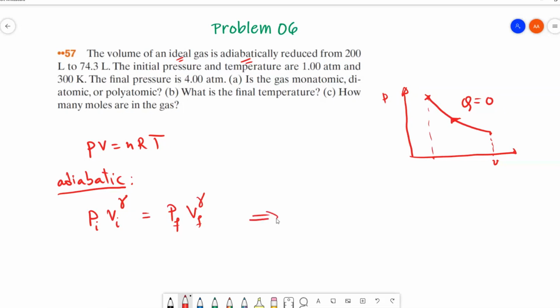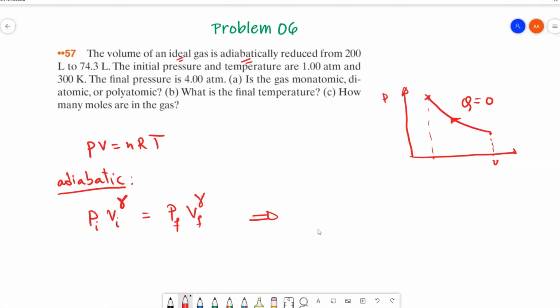So they want from me the final pressure. Sorry, they gave me the final pressure. They gave me the initial and final pressure and volume. What they did not give me is gamma. Gamma is unknown, so I need to get what is gamma.